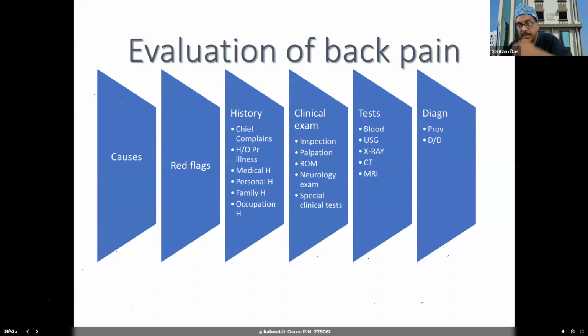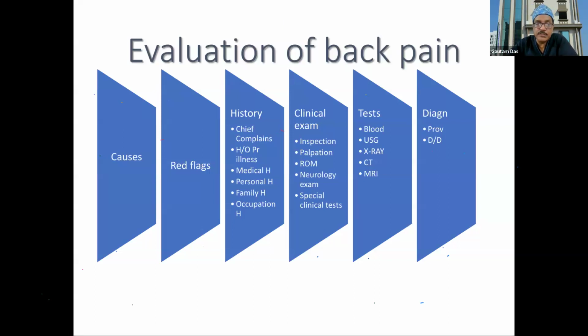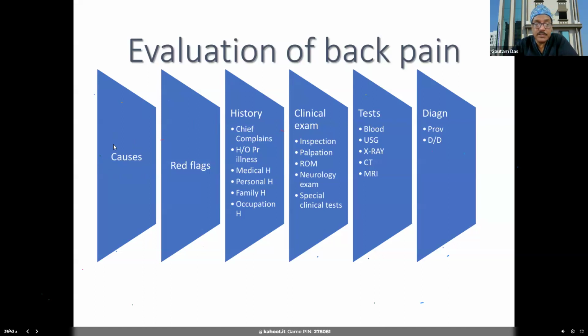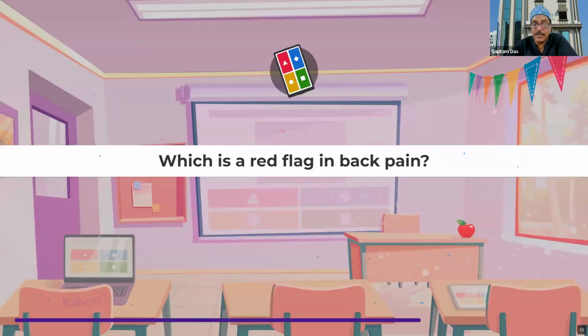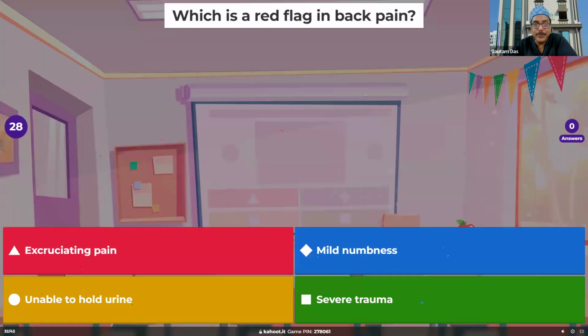So coming to the end of today's evaluation session, we have discussed the causes and clinical features. Next class, we'll be talking about the red flags, history, and clinical examination, and the third module will be talking about the different evaluation. So now, one quiz.